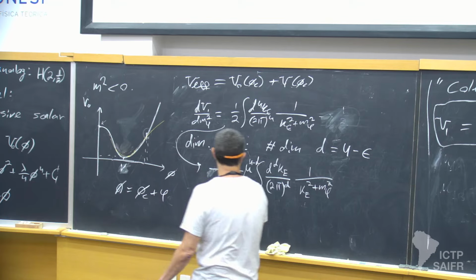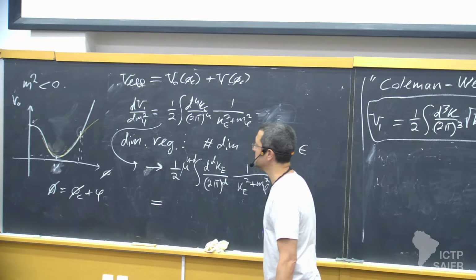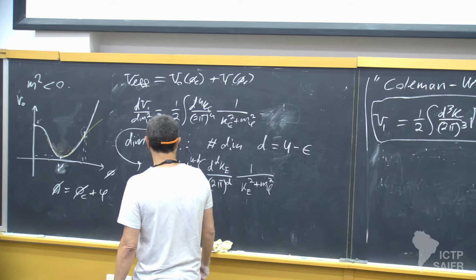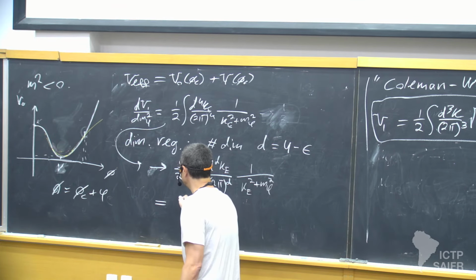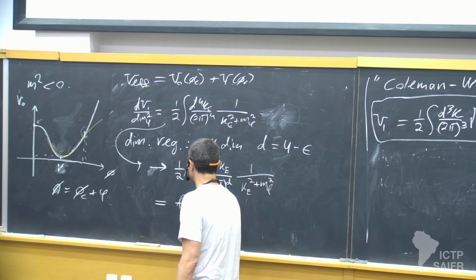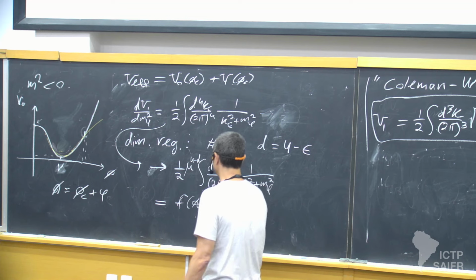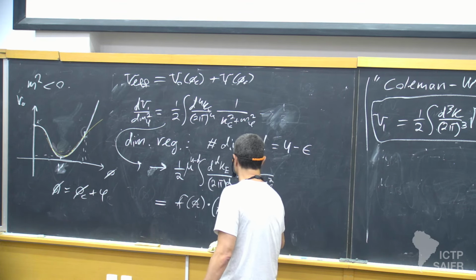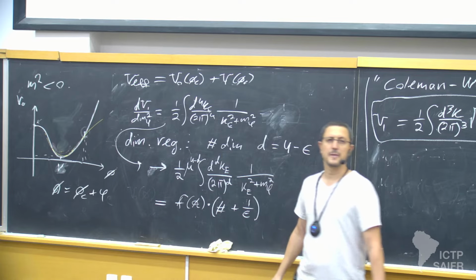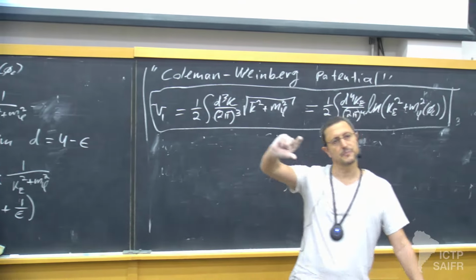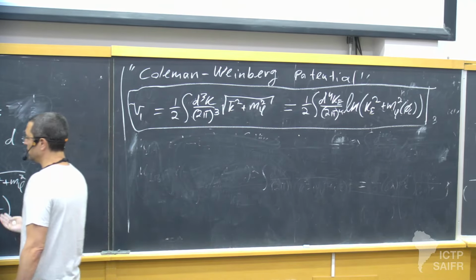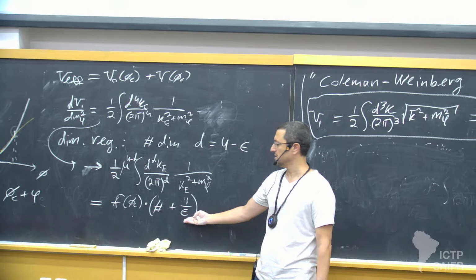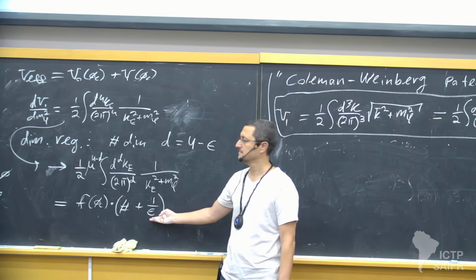really too much time. When you do this exercise, in fact, let me skip even more. When you do this exercise, you will find some function, let's call it a function of phi_c, times some constants, times a factor of 1 over epsilon, when you make d close to 4 and keep the epsilon in place. So you're going to find an object that remembers the fact that the original integral was divergent.